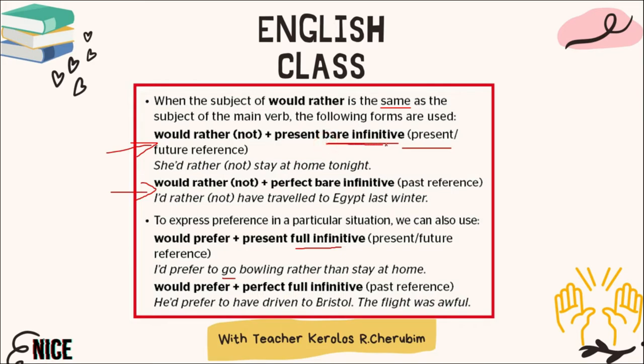You need to understand something here. What is the difference between the bare infinitive and the full infinitive? Well, the bare infinitive is the verb only, without to. Okay? But the full infinitive is the verb with to. Like here we said, to have driven to Bristol, and to go bowling rather than stay, or do something else. Okay? I hope this one is easy.